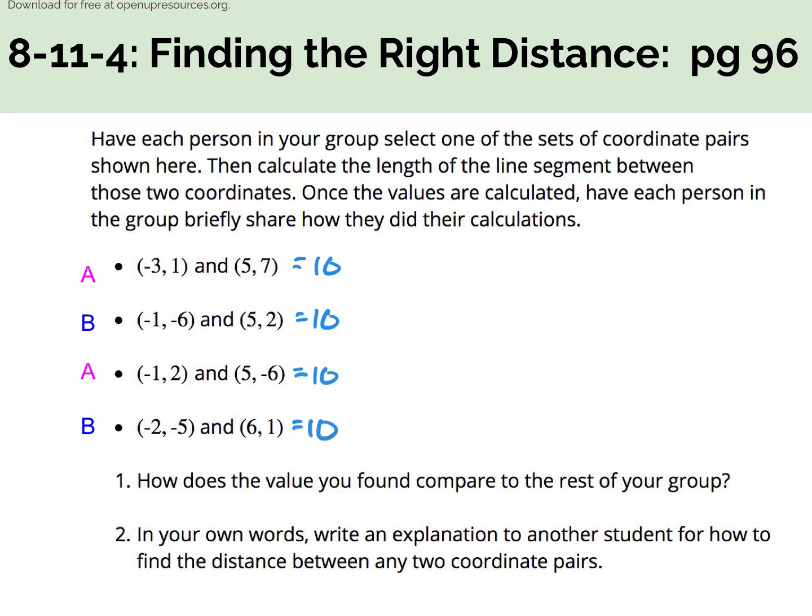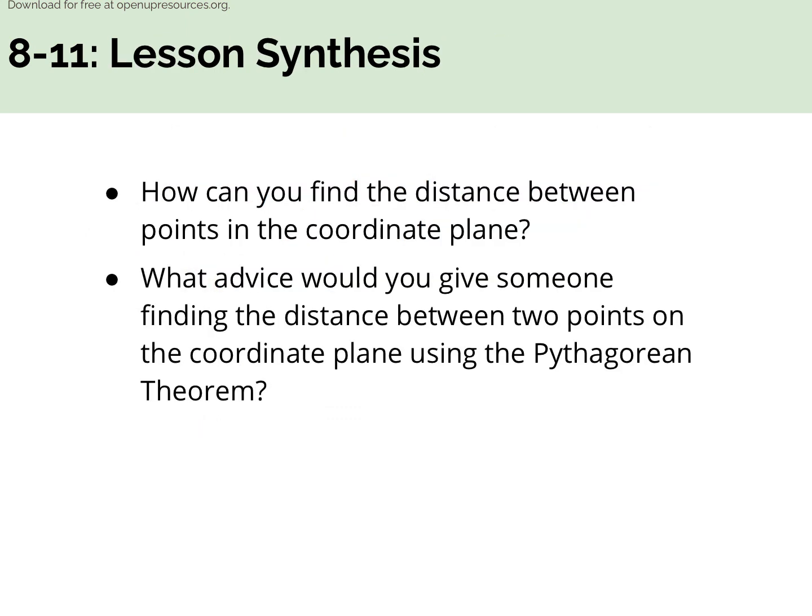And then it says, in your own words, write an explanation to another student for how to find the distance between any 2 coordinate points. And so I would say for the coordinate points, you want to plot those points, draw a right triangle, and then find the distances of the right triangle and then put it into the Pythagorean theorem. So remember, using the Pythagorean theorem can help us with finding that distance between that diagonal of the coordinate points itself. Make sure it's a right triangle is what you make to figure out what those are.